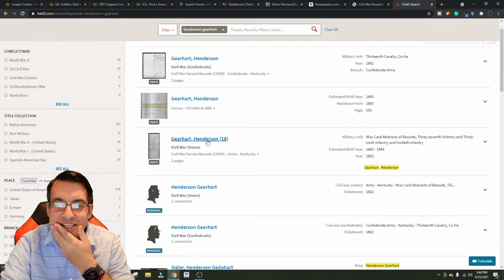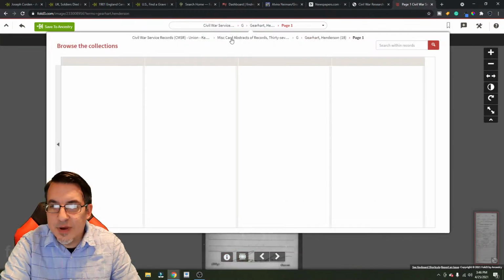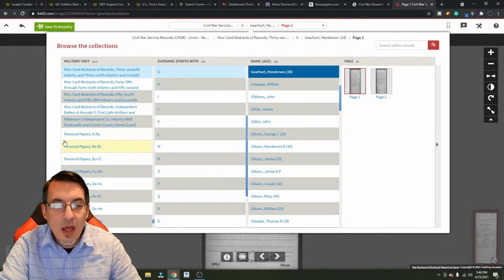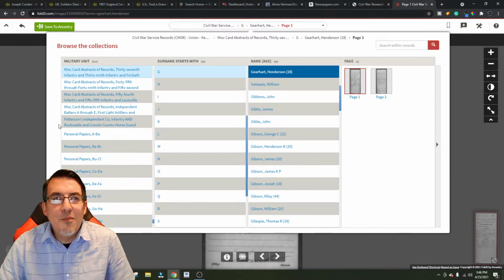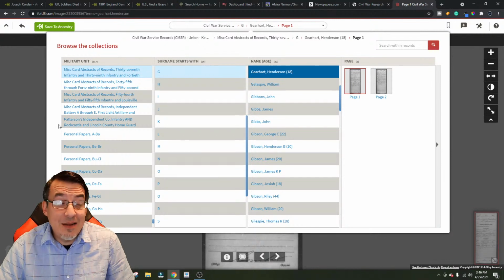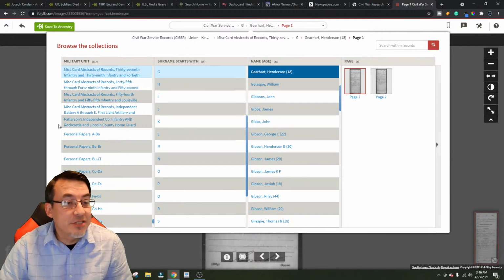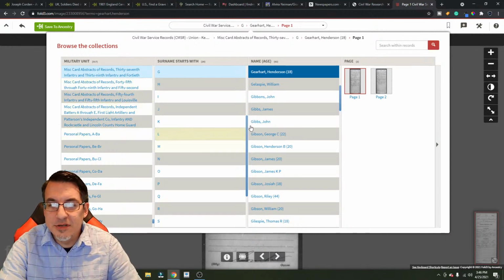So Henderson Gearhart is an uncle of mine who was in the Civil War, and I actually don't want this record. These are the Civil War service records. English records are really easy back to 1838, because that's when the government started keeping records. Before that, it's going to depend on the church. Most of the records before 1838 are going to be church parish records, which are pretty good for the most part. And I'll show you a couple of those here in a minute.